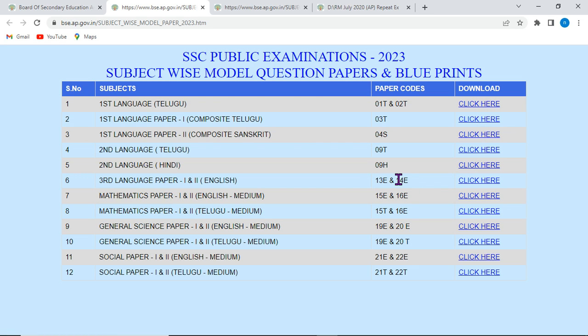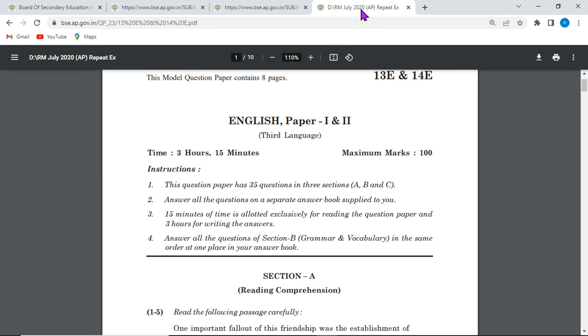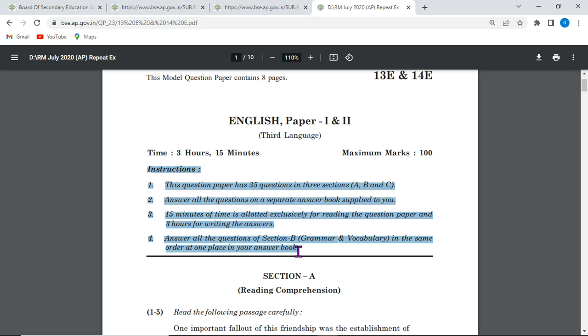Now let us look at English language question paper exclusively in detail. So once I click on that, I get it downloaded, and now let me explain how to interpret, how to analyze English language paper 1 and 2 as it is clubbed as one paper for 100 marks. So dear students, the time allocated for this examination is 3 hours and 15 minutes, and the instructions we need to read carefully so that we don't commit any errors or mistakes.